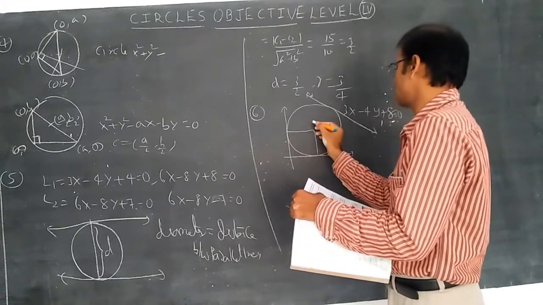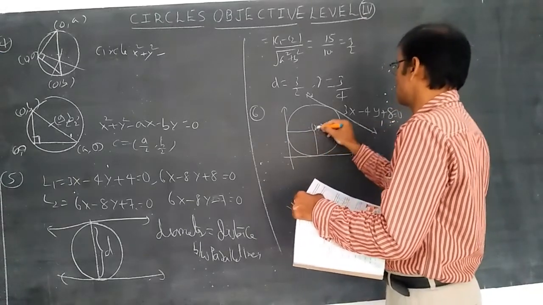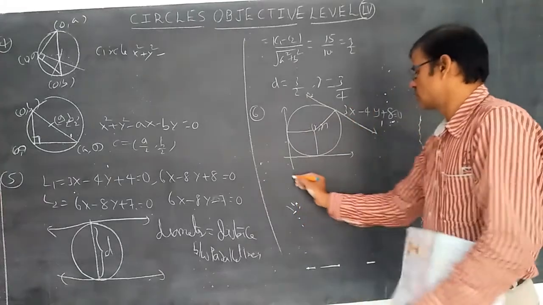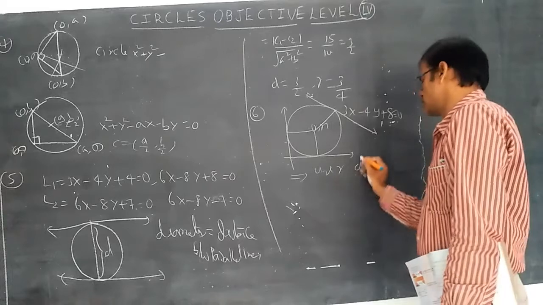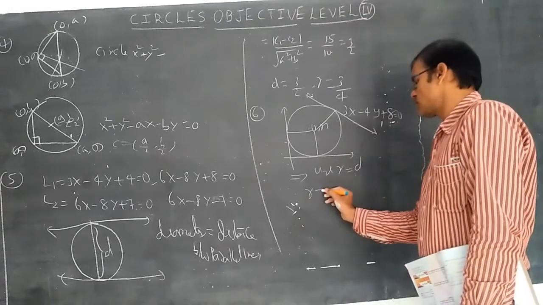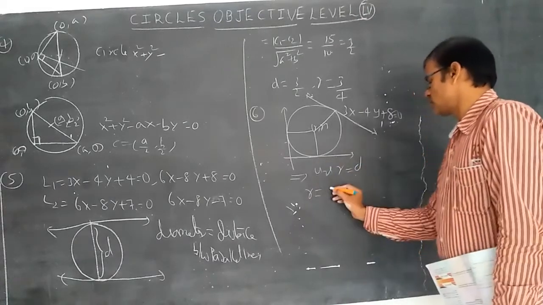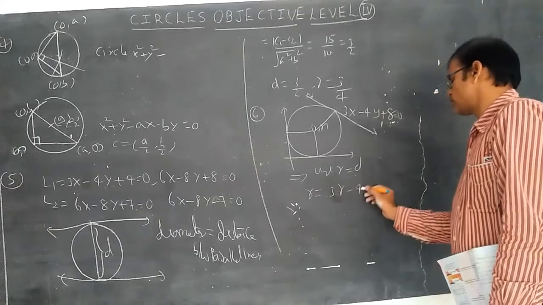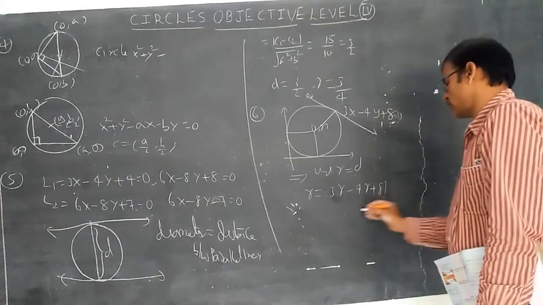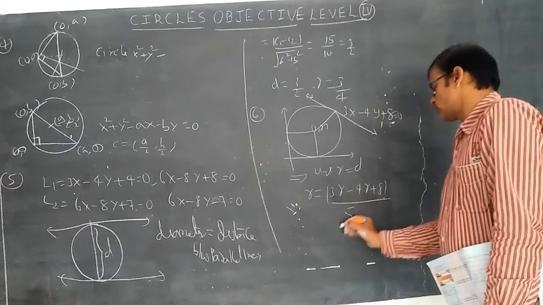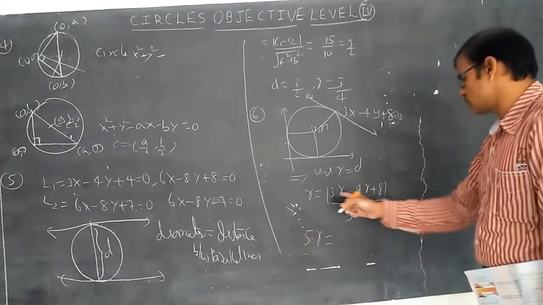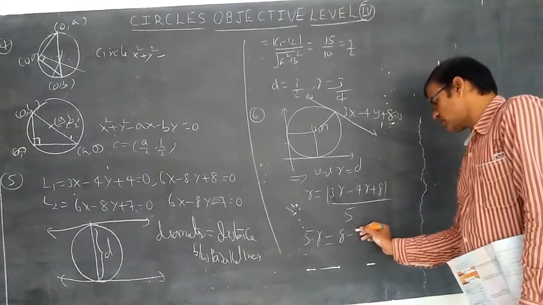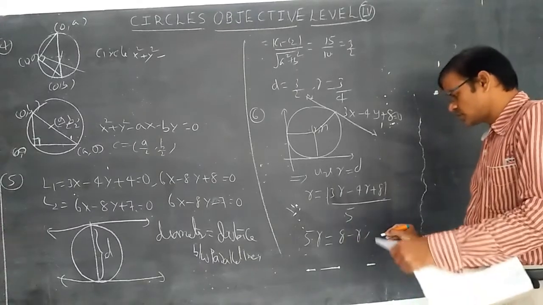Put here r comma r. Draw like this. This is r. So you can use r is equal to d. I am writing, use r is equal to d. So r is equal to, here you can write as 3r minus 4r plus 8 by 5. Two cases will arise. 5r is equal to here 8 minus r. So 6r is equal to 8.